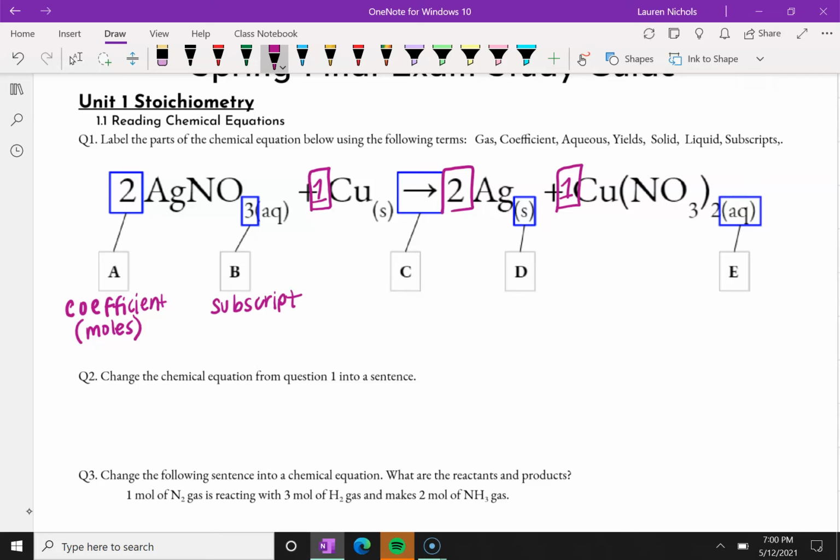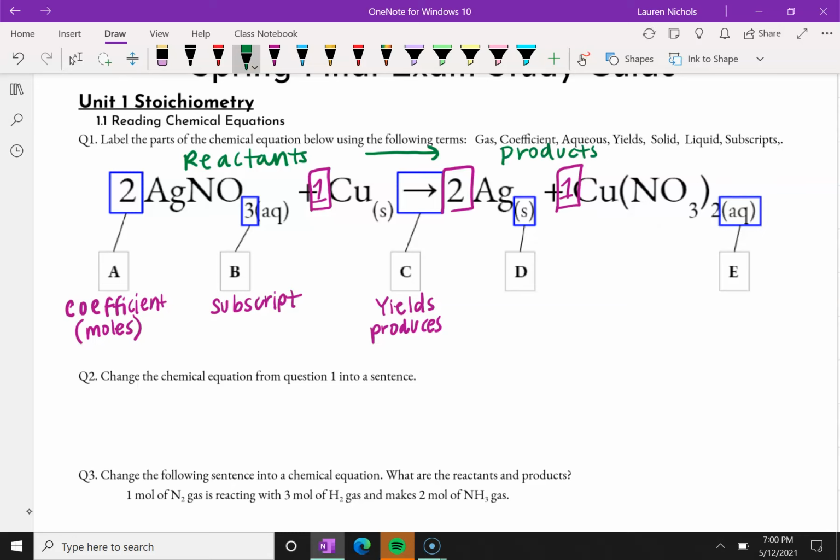If you look at label C, it's pointing to the arrow. Now, the arrow separates your reactants from your products and represents the word yields, or also produces, makes, anything that's separating what you have from what you're creating. As a reminder, your reactants are always on the left side, and they react to make, to yield, to produce, to form your products.